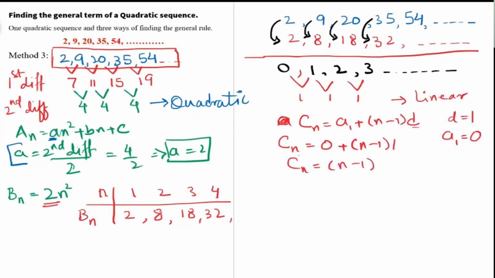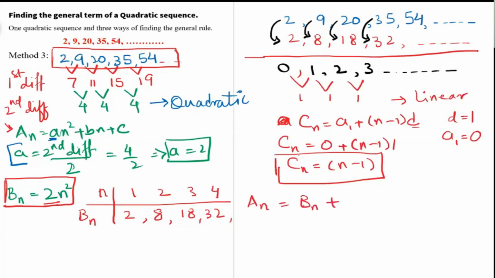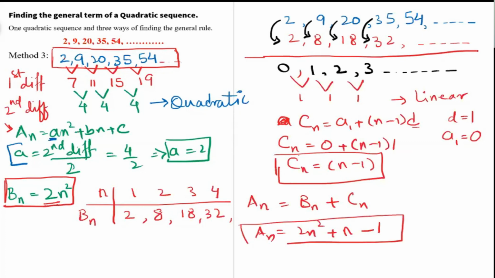Now we've got the sequence cn, we've got the sequence bn, and we started off with an. And we just said that an is equal to the sum of these two new sequences. And so we have 2n squared plus n minus 1 as the general rule. And hence this is another way of finding the general term of a quadratic sequence.